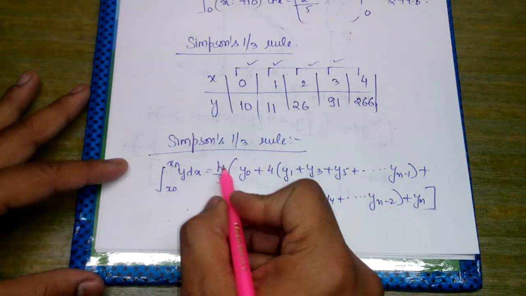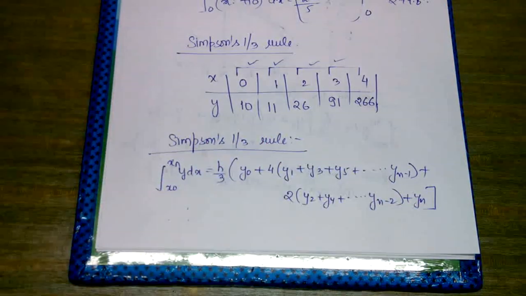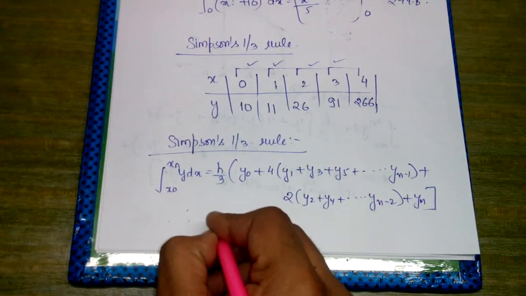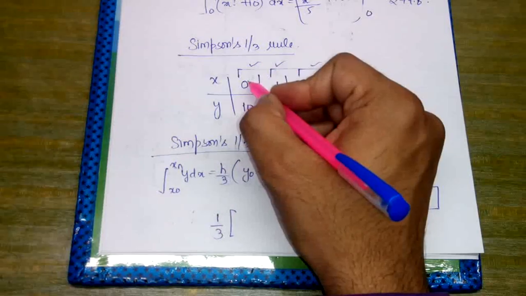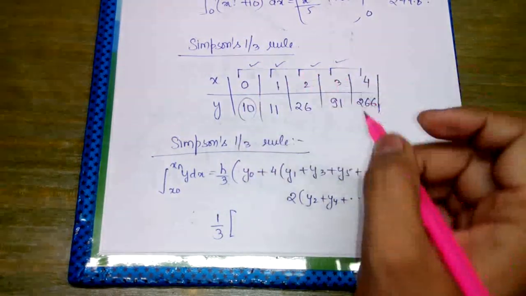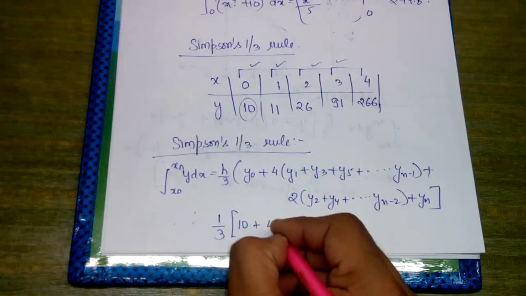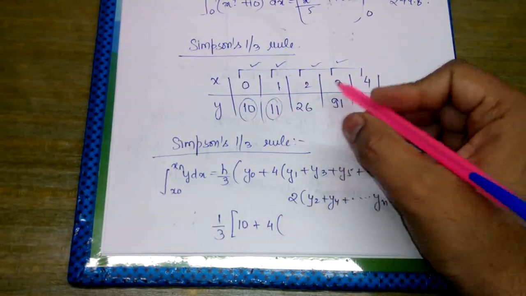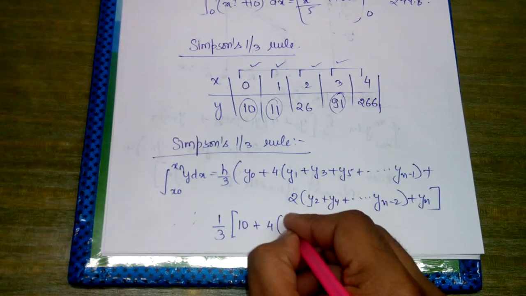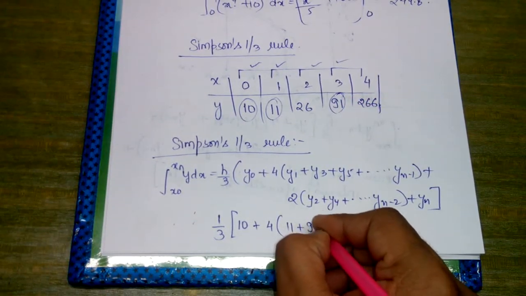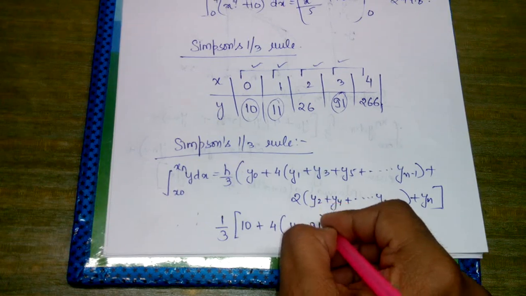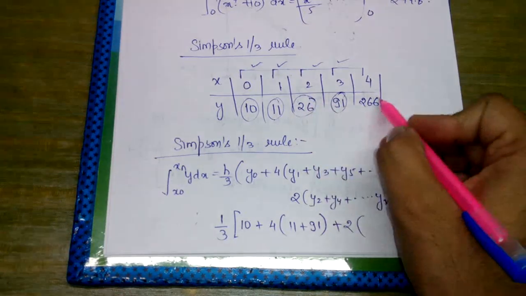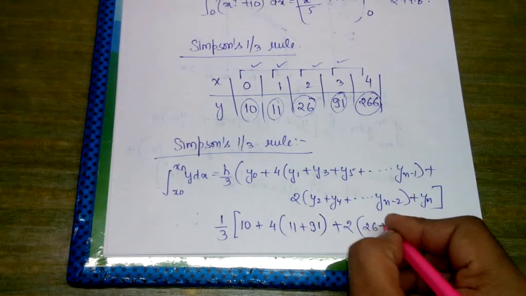So in this formula, the value of h is 1, so it will be 1 by 3. Now y0 is simply 10, plus 4 times y of 1, which is 11, and y of 3, which is 91. So 4 times 11 plus 91, plus 2 times y2, which is 26, and y4, which is 266.